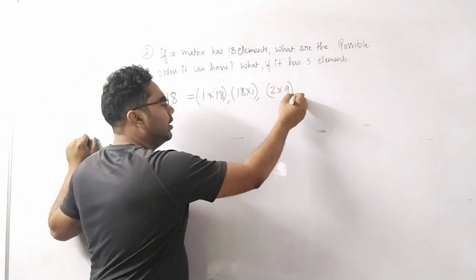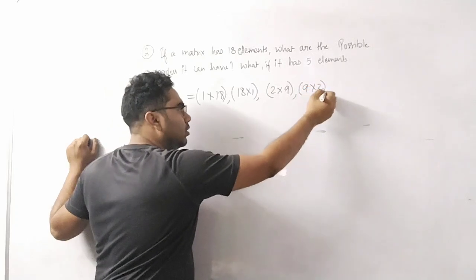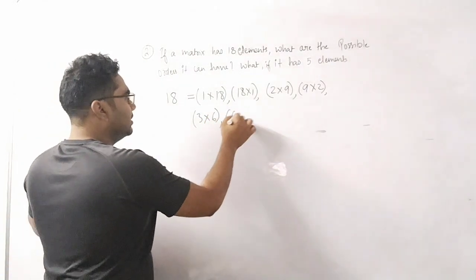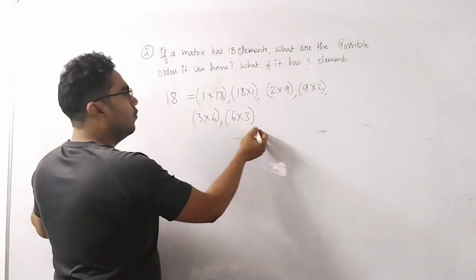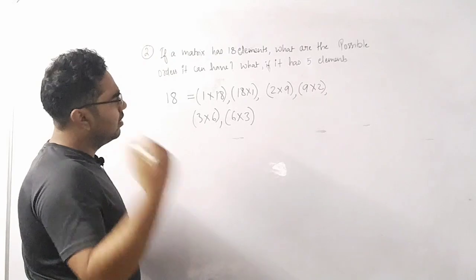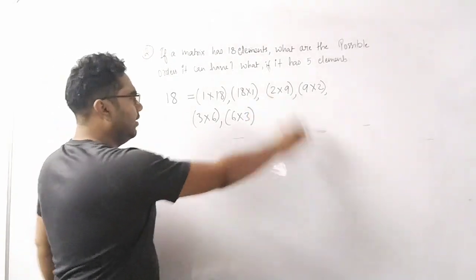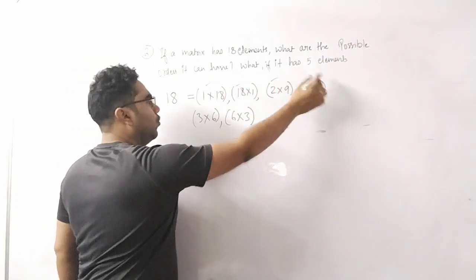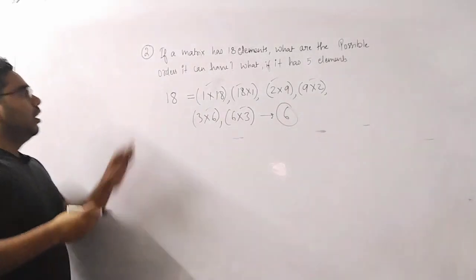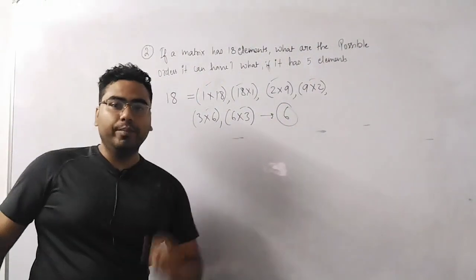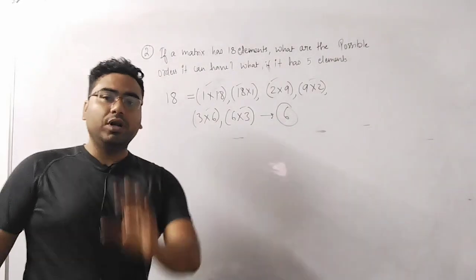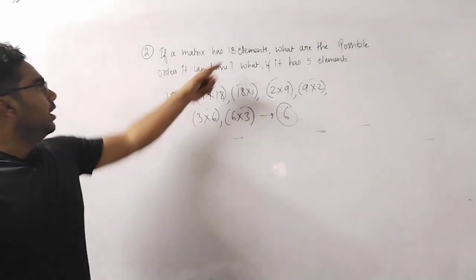2 into 9, reverse order, 9 into 2. 3 into 6, reverse order, 6 into 3. So on deconstructing 18 into a product of natural numbers, we get a total of 6. 6 is the total number of orders we have, consisting of 18 elements.